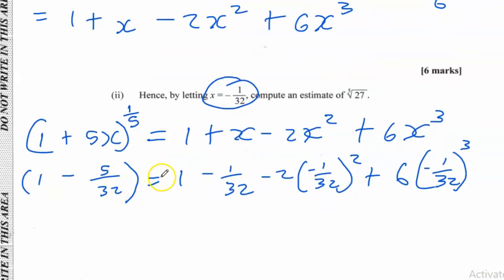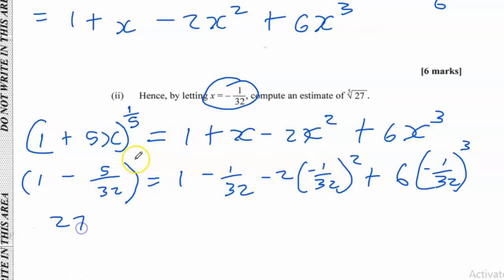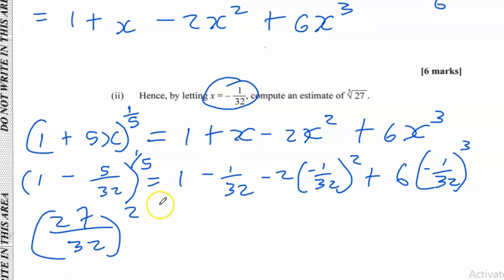Now 1 minus 5 over 32, so of course 1 is 32 over 32. So 32 over 32 minus 5 over 32 gives me 27 over 32, all to the power 1/5. Of course, the power here is 1/5, right? This is equal to, now we can use our calculator and work out everything on the right hand side. I am getting 0.96698. Your scientific calculator should be able to do that.